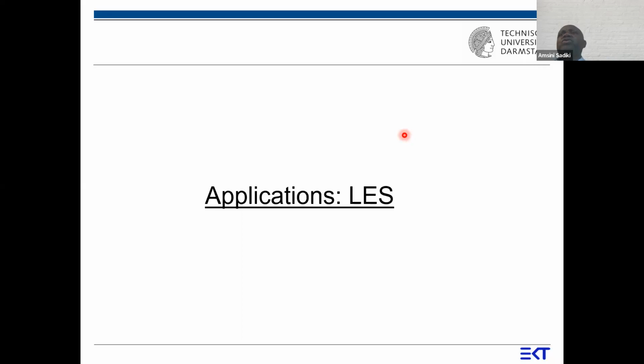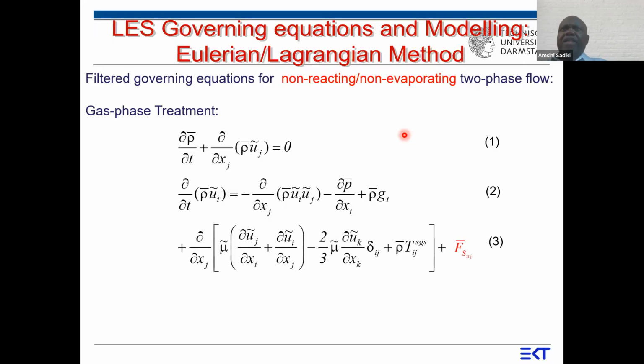Now I will show you for LES. I think that you know what it is. And here I show you directly the gas phase treatment. So we have the continuity equation, the momentum equation, everything with this source term. So what we have introduced here, the source term is 0 because we don't have evaporation.